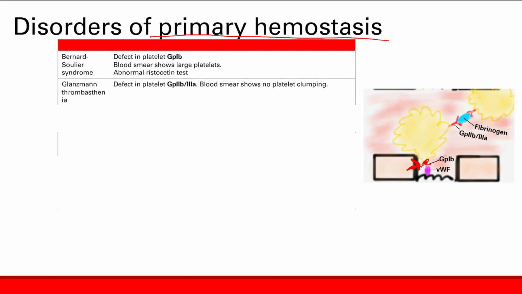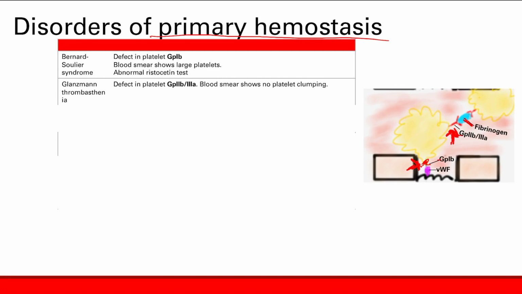Next, Glanzmann thrombasthenia. This is a problem in the GP2B 3A, so that's this one right here. And what's going to happen? You're going to have impaired platelet aggregation, which is the point of this. You need this, and you need fibrinogen to get this platelet aggregation.